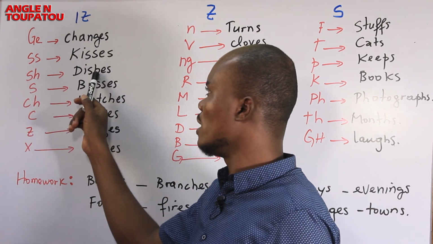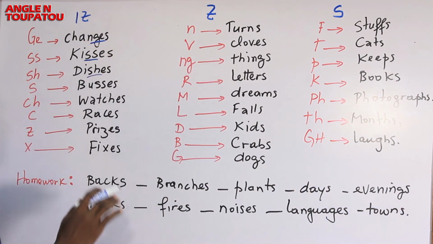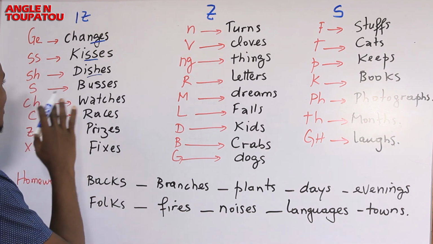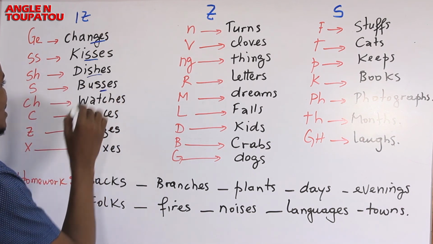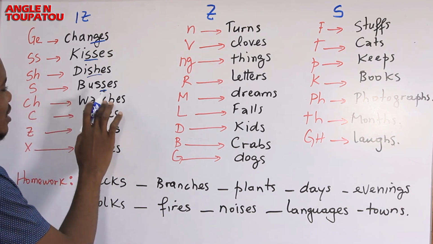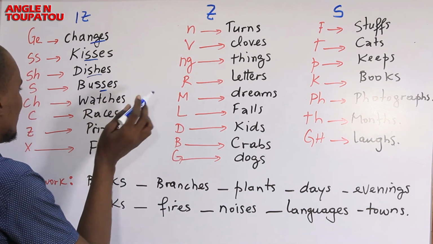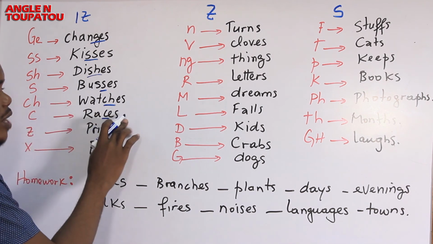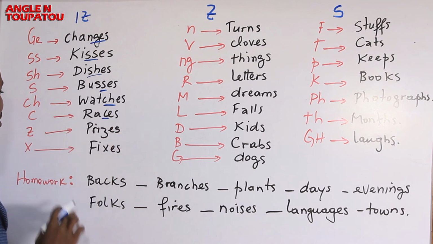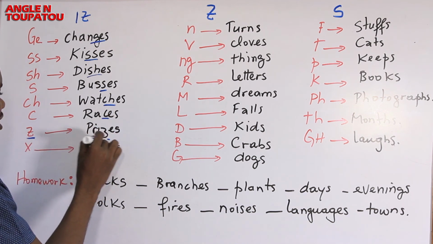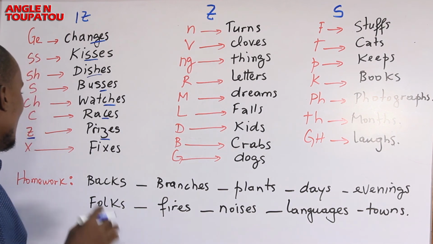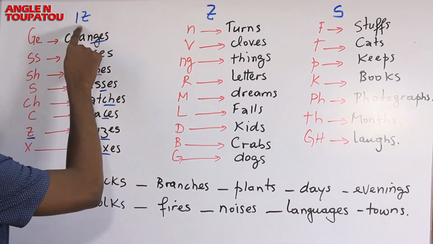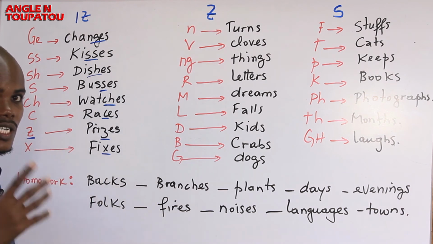Before S, SH, you see SH here. You say dishes. What about bus? You say buses. What about CH, as in watch? You say watches. What about C before S? You say races. What about Z before S? You say prizes. And X, words terminated by X before the letter S, you pronounce this S as iz. You say fixes. You understand what I mean?